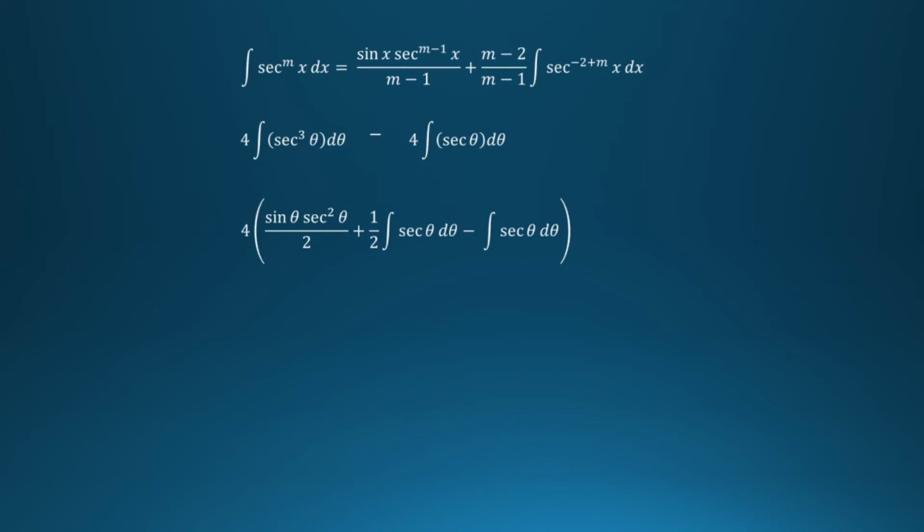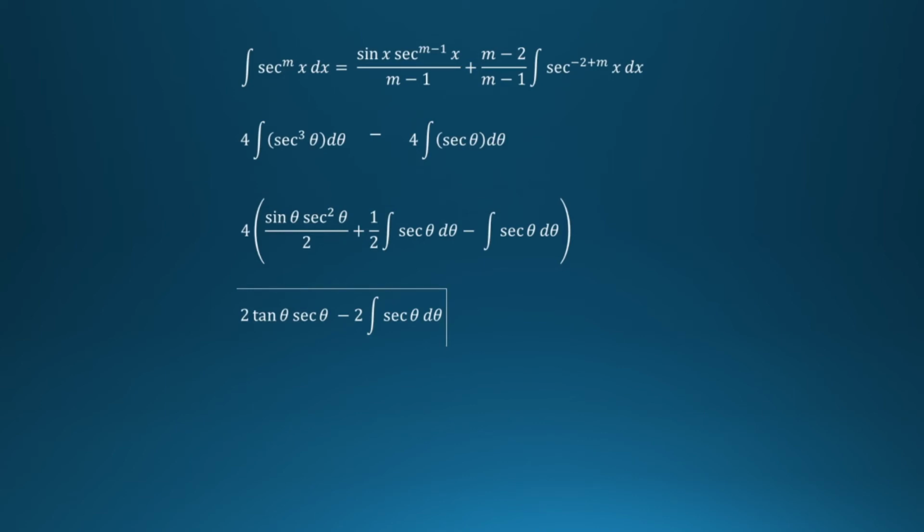So I combine everything inside the parentheses. So the 1/2 integral secant theta minus secant theta is just negative 1/2 integral secant theta d theta. I distribute the 4 and I get negative 2 integral secant theta d theta. And the first term will be 2 tangent theta secant theta, since the 4 over 2 simplifies to 2.